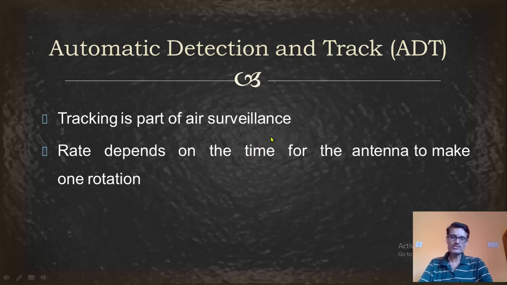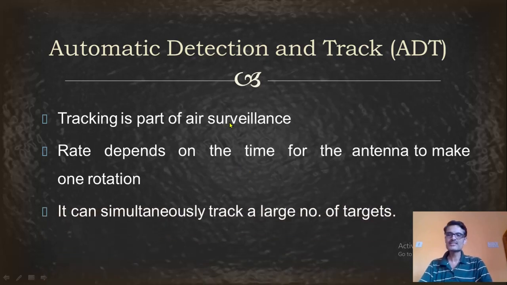Because the rate at which tracking happens depends upon the time it takes to rotate the antenna in one complete rotation. If the rotation time is small, the rate will be higher. If the antenna time taken is more, speed is less. So the time of the antenna for one rotation decides the data rate. So you can see that it is slower compared to the STT. But the advantage is it can simultaneously track a large number of targets because it is a type of multiple target tracking radar. So it has advantages and disadvantages over the previous one, that is STT.